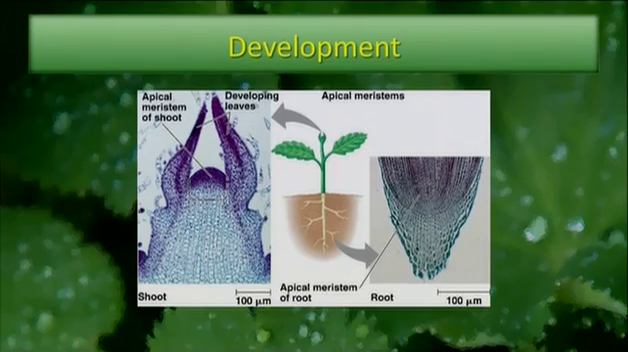Remember the root, a little review here. You have the part of the root called the root cap. The root cap is protective in function. It serves to protect the delicate tissues behind it. This part here is the apical meristem of the root, which is also known as the region of cell division. And remember, you also have the region of elongation, and the region of maturation, where the root hairs occur.